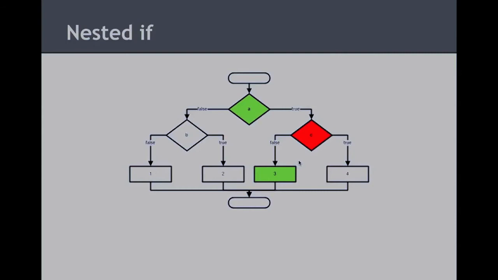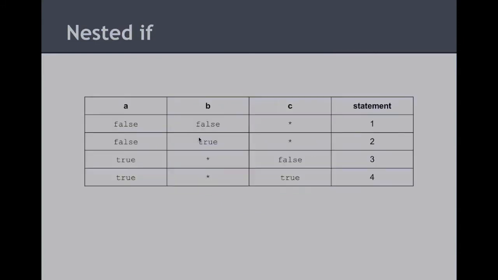Okay? Now on the other hand, what if our initial expression was false? Then that takes us to the left side of this diagram, which is another if statement using the expression B. So if that one is true, then statement 2 will be the one that's executed. On the other hand, if B is also false, oh, I thought I had a diagram there.